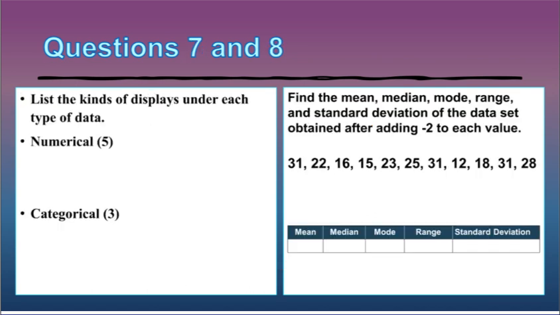Question 7. List the kind of displays under each type of data. So on the test, you're going to get a list of displays, and you just have to say numerical or categorical. So for this one, numerical, I know I can have a stem and leaf plot. I can have scatter plots, because that's just dealing with numbers.